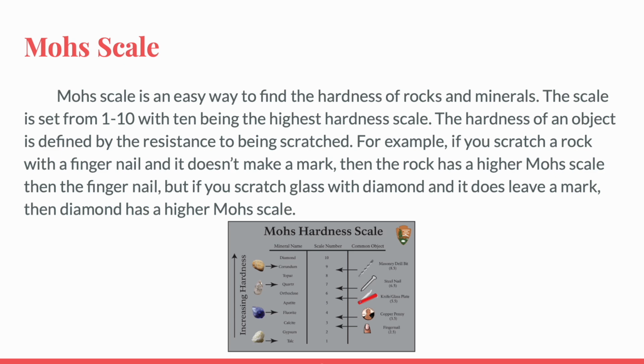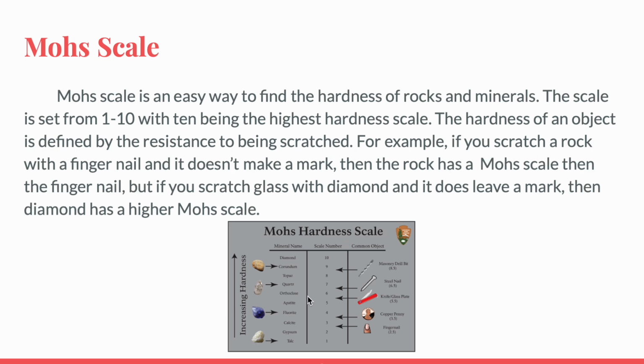For example, if you scratch a rock with a fingernail and it doesn't make a mark, then the rock has a higher Mohs scale than the fingernail. But if you scratch glass with diamond and it does leave a mark, then diamond has a higher Mohs scale.